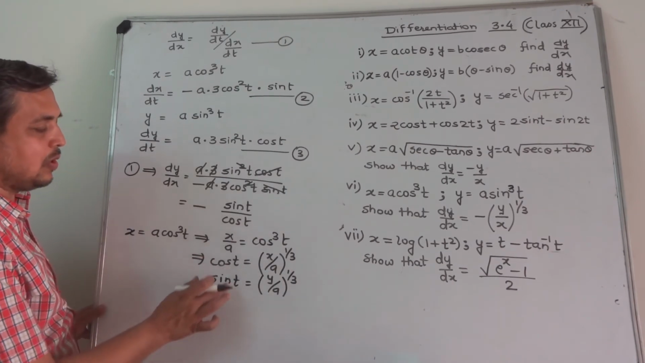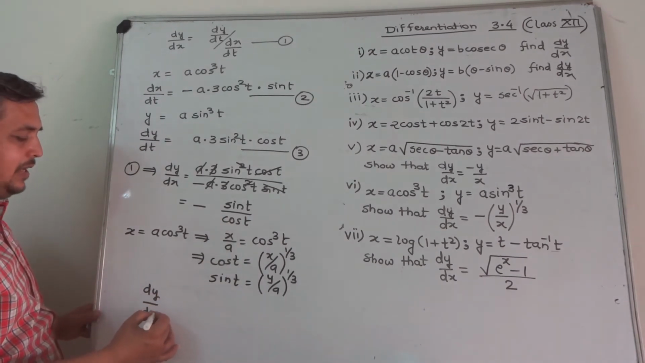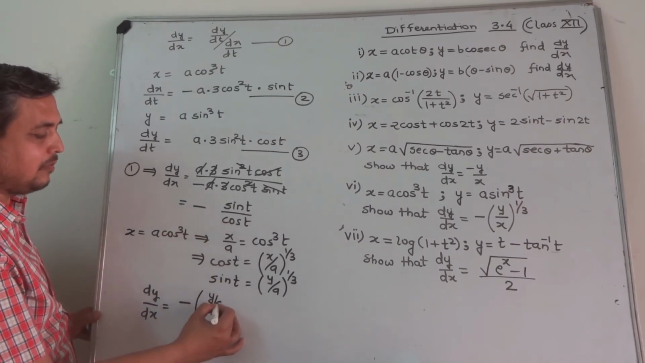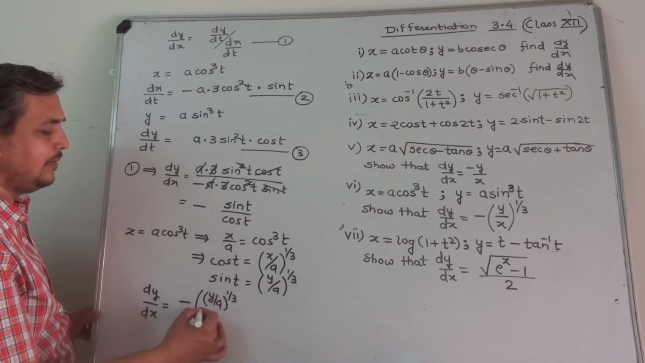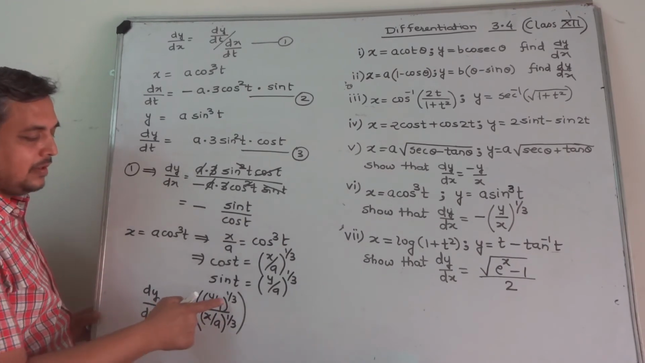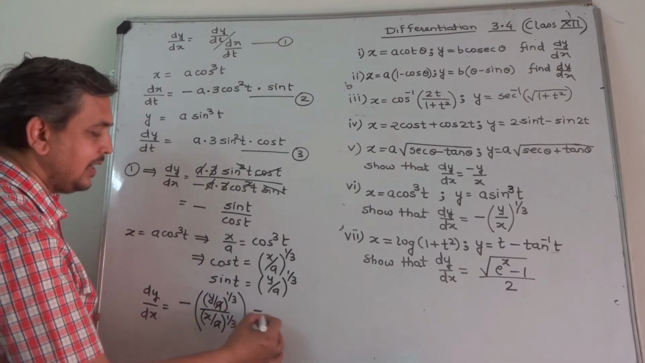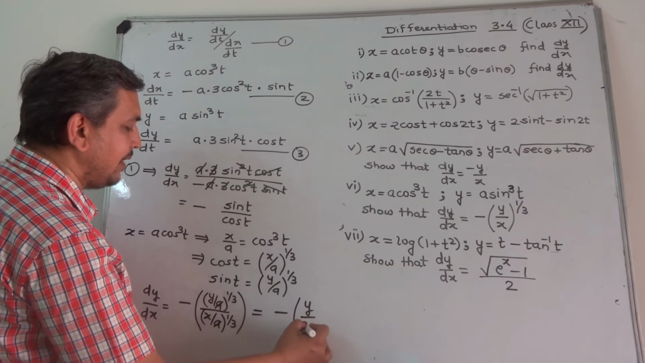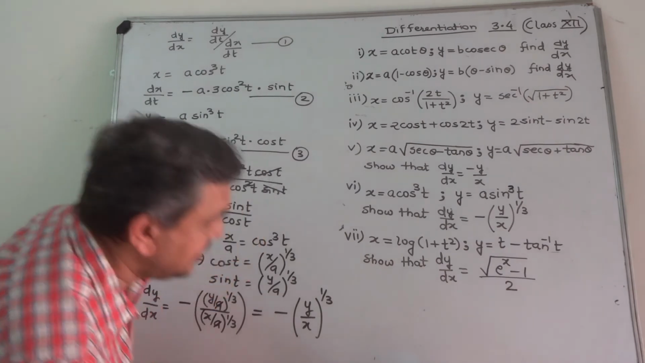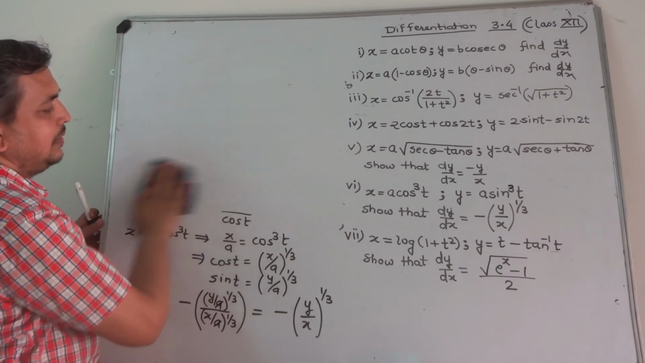Now these two values, cos t and sin t, I substitute here, and so my answer becomes dy by dx equal to minus, outside, sin t written as y upon a to the power 1 by 3, upon x upon a to the power 1 by 3. Now the power is the same, laws of indices we can use, the denominator a gets cancelled, and the final answer becomes minus y upon x whole to the power 1 by 3, and that is the result. So students, is this clear to you all? We move on to the last question.